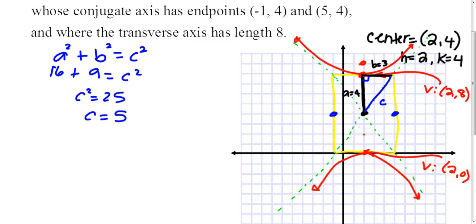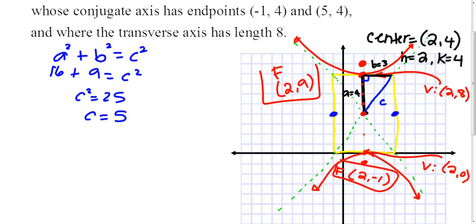So my foci, this point right here, will be 5 up from my center. So here's my center. And if I go 1, 2, 3, 4, 5 up, my foci right here is at 2, 9. And my other foci will be down here at 2, -1. This is kind of becoming a mess. I wish I had more colors.